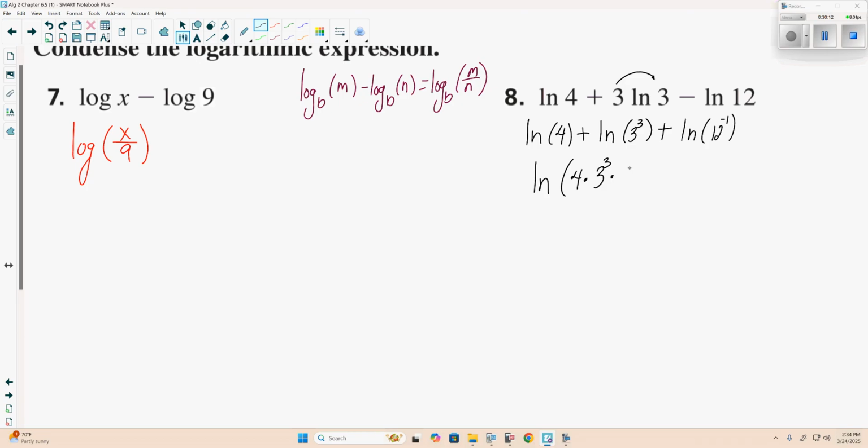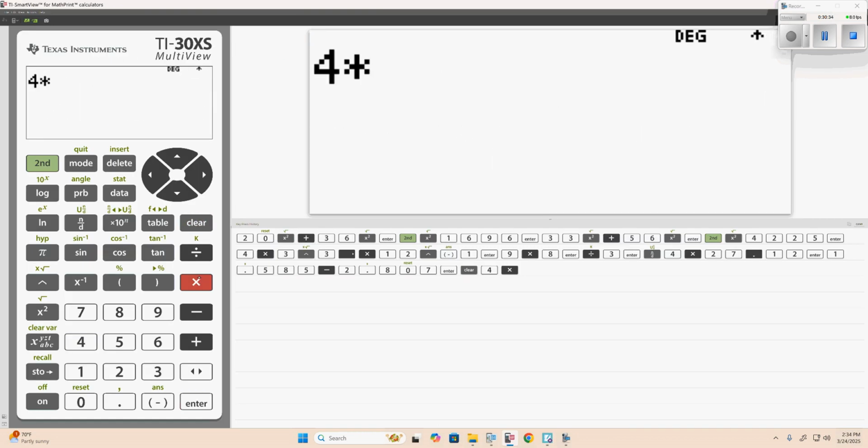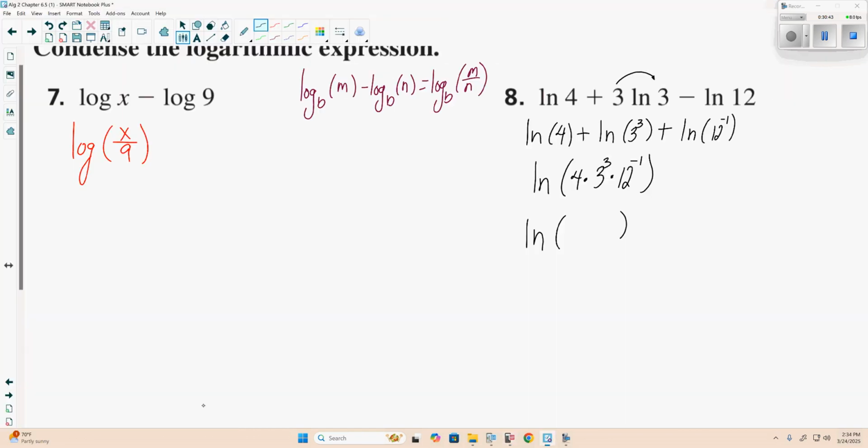Since we have three of the same log being added together, we can rewrite it as a single log with our terms inside being multiplied. 4 times 3 to the third times 12 to the negative first. Four times 3 to the third times 12 to the negative first is 9.